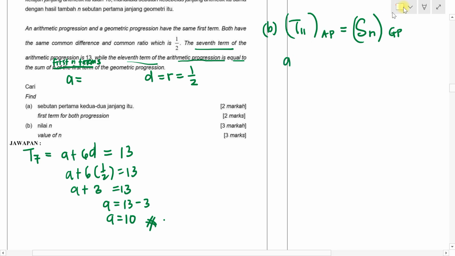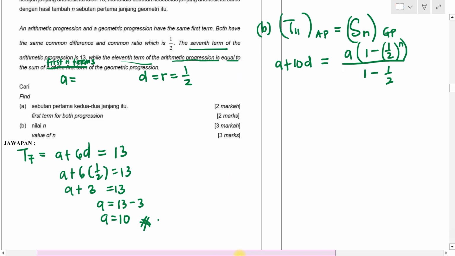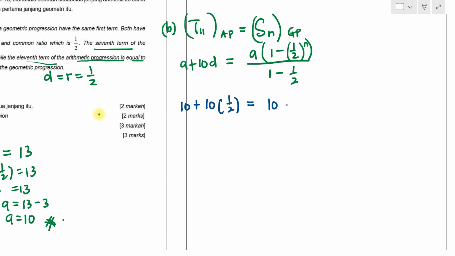A plus 10D equals, your common ratio R is less than 1, so it must be 1 minus half, here also 1 minus half, and don't forget to put your half with the power n, and this is your A. That's how it should look. Now we replace everything. Your A is 10, 10D, D is half, A is 10 again, bracket 1 minus 1 over 2 to the n, which we don't know here, over 1 minus half, which is a half.